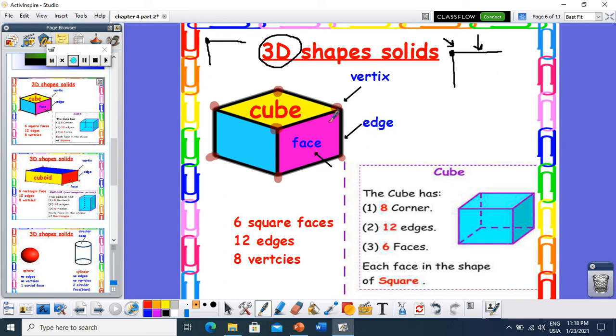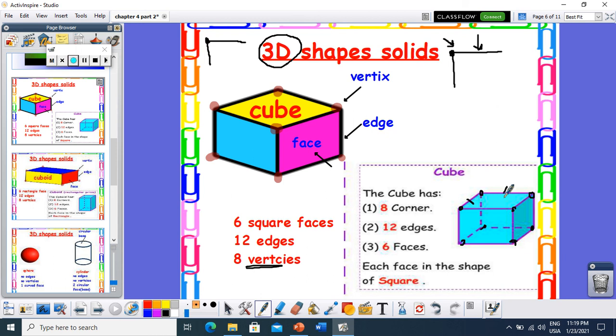How many vertices do we have in the cube? Count with me. Vertex means the meeting point between two edges. So I have 1, 2, 3, 4, 5, 6, 7, 8. I have 8 vertices.